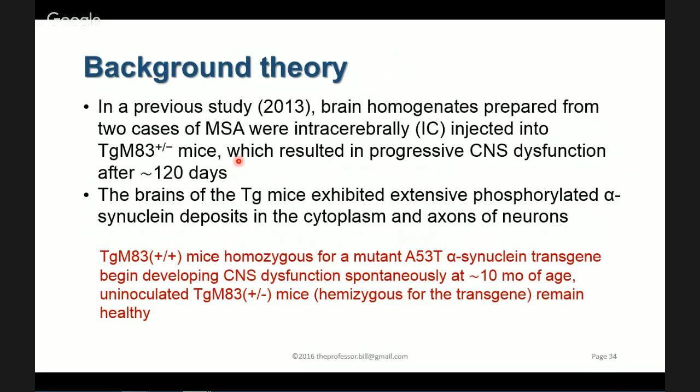They don't usually do very well, and so we put them into heterozygous mice. And the brains of these mice, when they took them out after injecting them, also exhibited extensive phosphorylated alpha-synuclein, and it was found in the cytoplasm, axons, etc. It looked like it was accumulating. In other words, it looked like what we might expect to see in the brains of individuals that had MSA. So you were able to transmit MSA from one brain into a mouse model brain. And this was back in 2013. So you might wonder, yes?